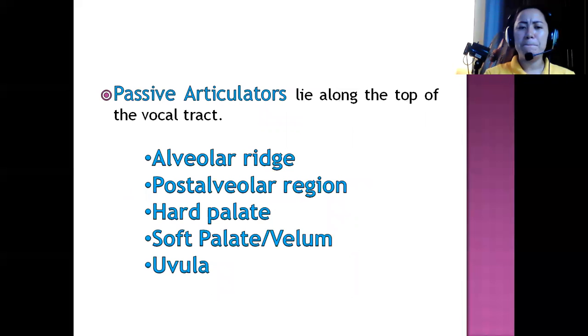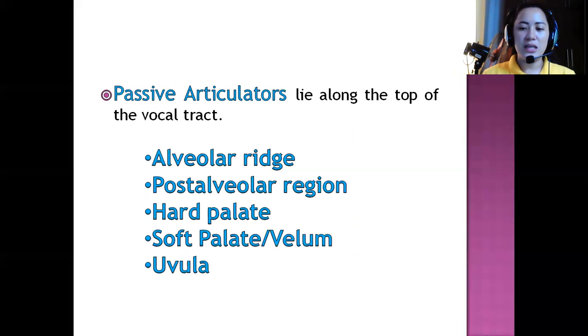What are the passive articulators? Of course, the lazy parts. So we have the alveolar ridge, the post-alveolar region, the hard palate, the soft palate or velum, and the uvula. We can easily understand where these are by simply curling our tongue from the back of your upper teeth. So start from the back of your upper teeth.